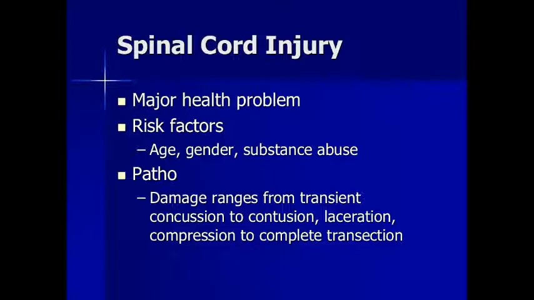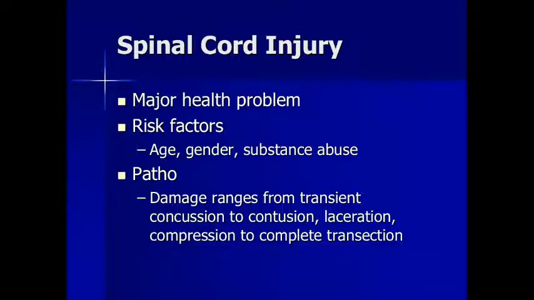About 12,000 new cases per year occur, and that doesn't account for those that die before reaching the hospital. We know about 259,000 people live with a spinal cord injury or an SCI. The average age is usually 40.2 years, and about 81% of spinal cord injuries are male. 66% occur in Caucasian population, 27% in the African American population, 8% Hispanic, and 2% Asian population.